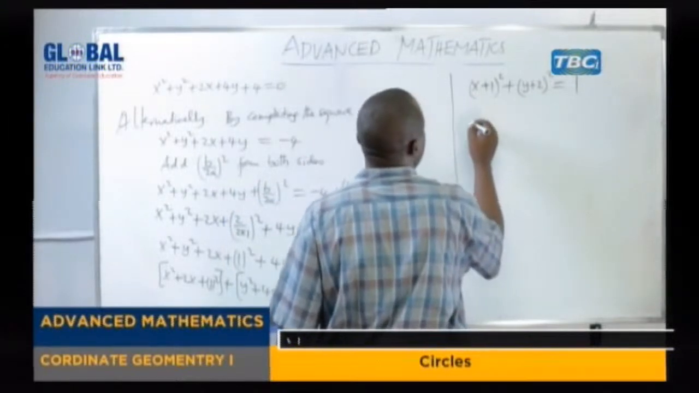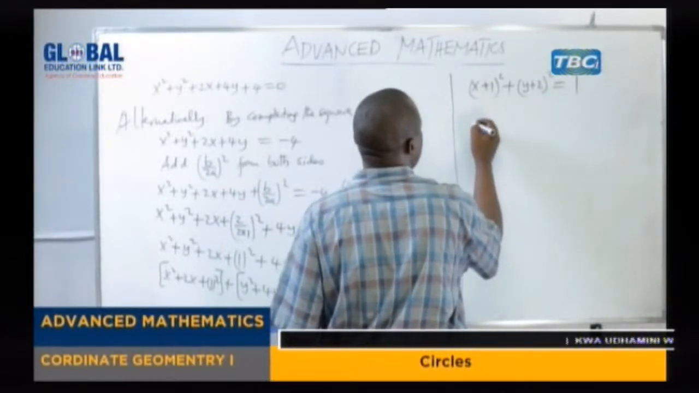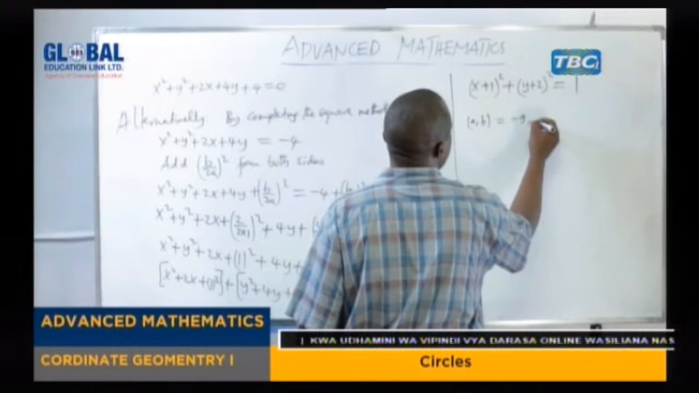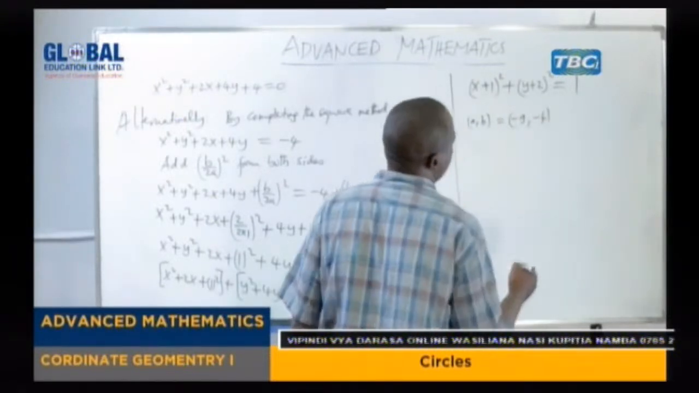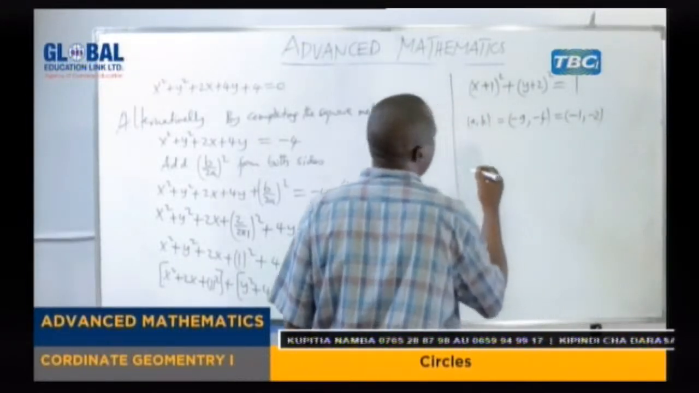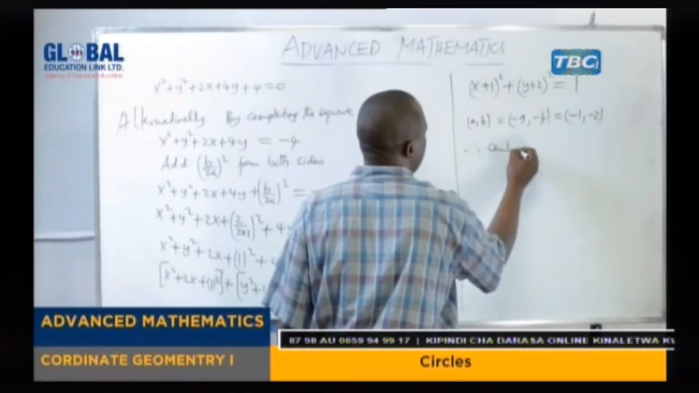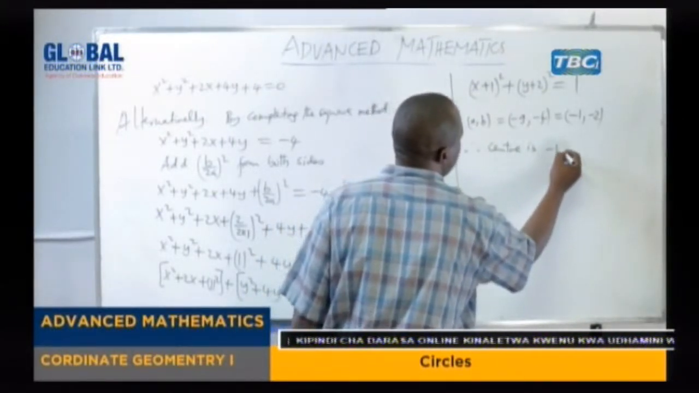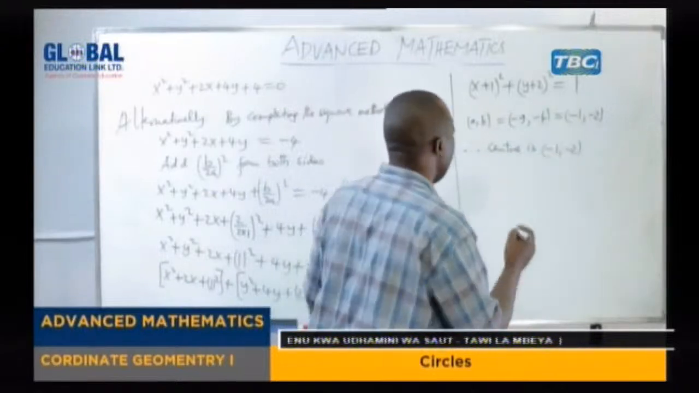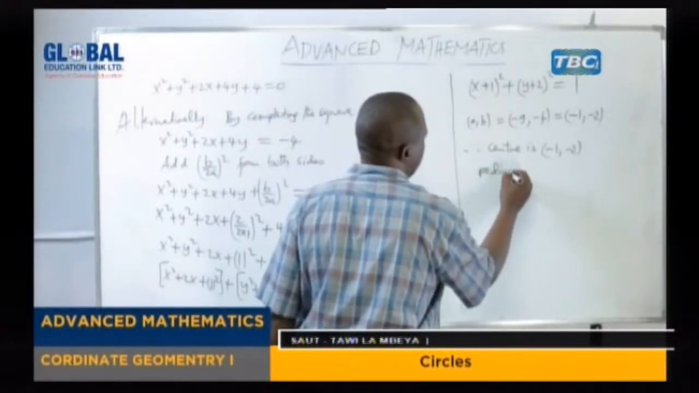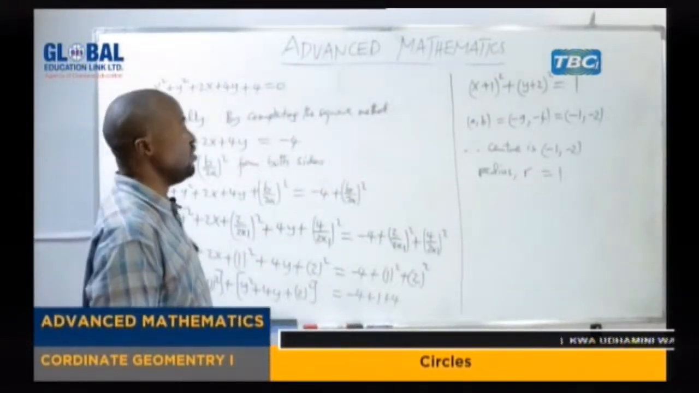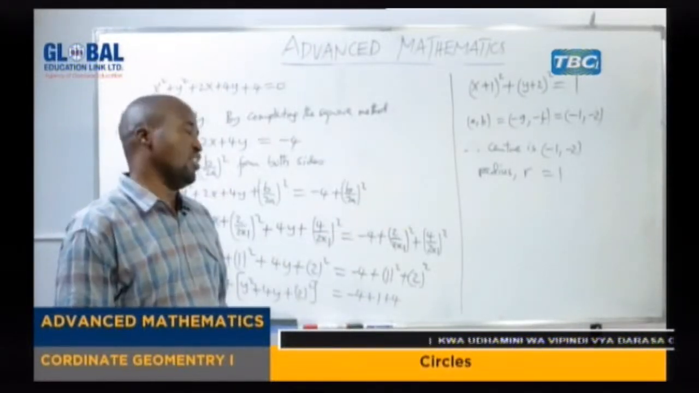So the center, remember the center, that is a comma b, is equal to negative g comma negative f. So which is the same as negative 1 comma negative 2. So therefore, center is negative 1 comma negative 2. But again, the radius, our radius will be 1. So again, radius, that is the radius or r, equals 1. So that is the alternative way of doing this question.